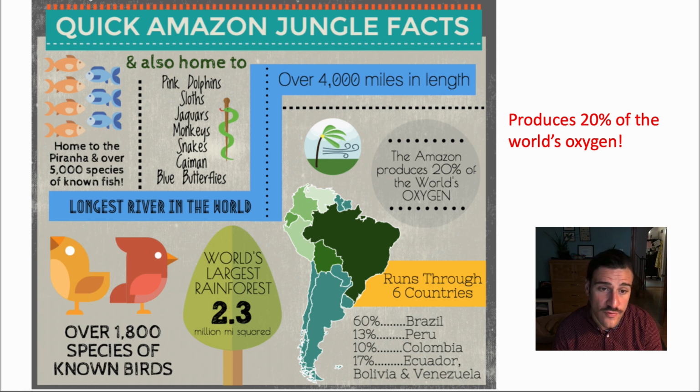I want us to note from this figure that the Amazon produces 20% of the world's oxygen, right? And here are some other Amazon jungle facts. There are like an insane amount of different organisms. The Amazon River is the longest river in the world, which is over 4,000 miles in length. Staggering. There's almost 2,000 species of known birds. It's the largest rainforest on the planet, 2.3 million square miles, and it runs through 6 countries.